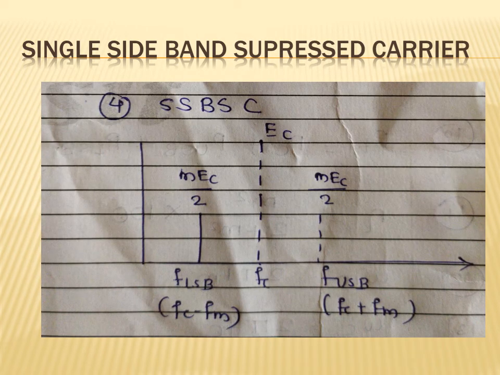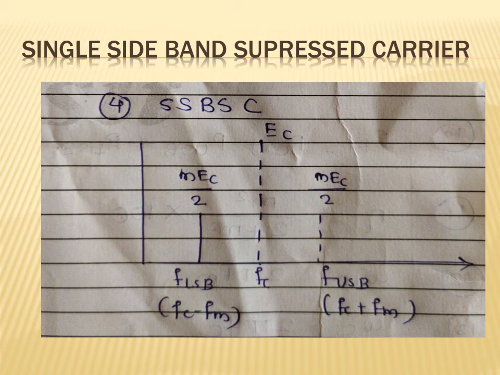Next one is the single sideband suppressed carrier. Here the carrier is suppressed and one sideband is also suppressed, so only one sideband is present. Either you show the LSB or the USB, and the other sideband is shown by a dotted line. Information is transmitted through only a single sideband.